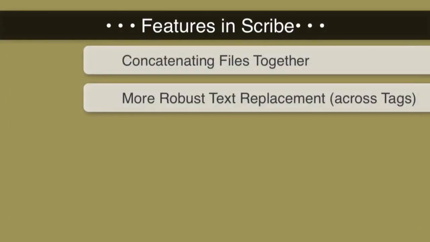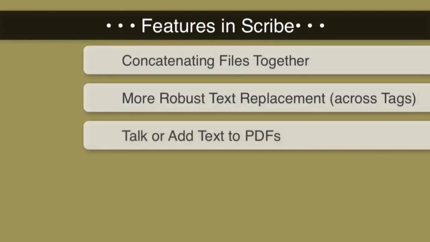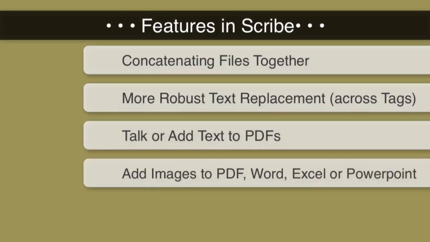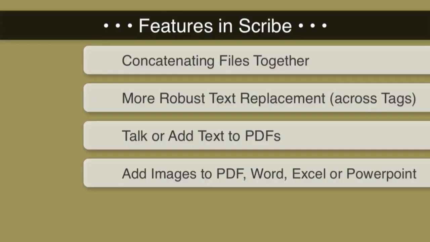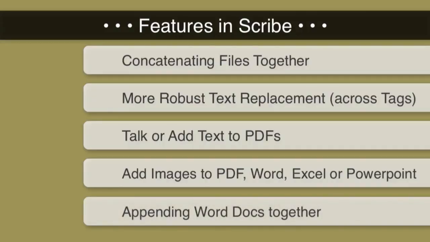You also can talk to PDFs now, is that correct? We can talk to PDFs. You can add images to PDFs or Word files or Excel files or PowerPoint. You can do things like add text to a PDF file. Sure. And appending Word documents together. Wow. And some additional Excel features. Well, they kind of do that in FileMaker. You can create a PDF in FileMaker natively and then append the PDFs together. So you're talking about a similar sort of functionality.